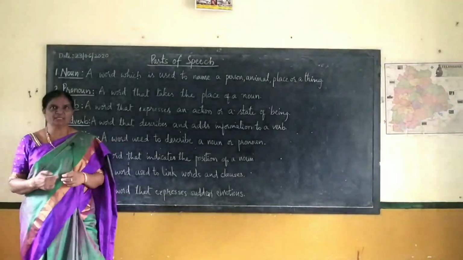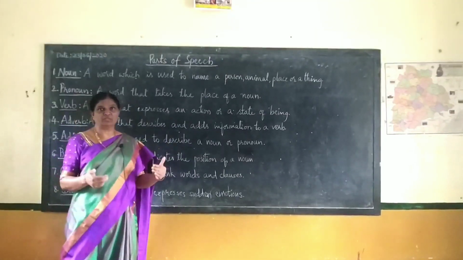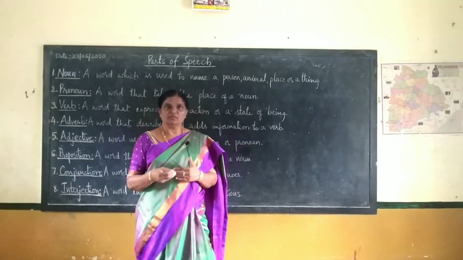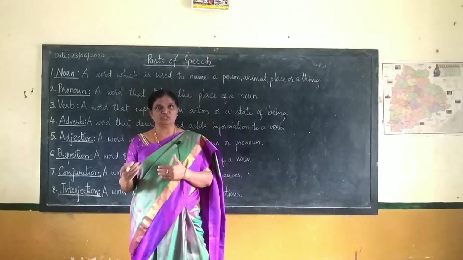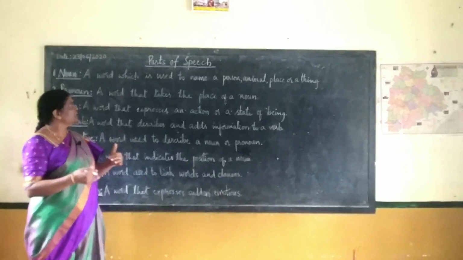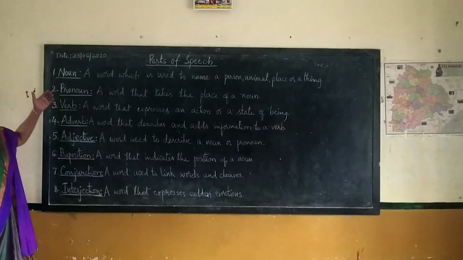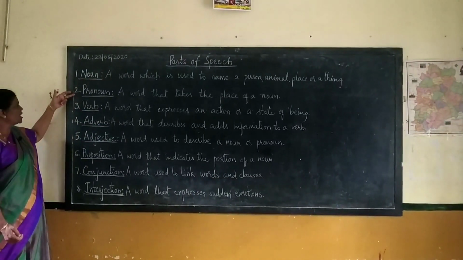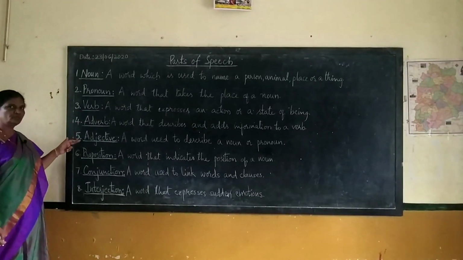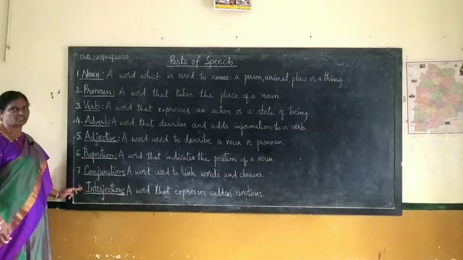As a fundamental, let us learn the words. Different types of words have different functions in our speech. According to the functions which the words are doing, they are divided into different parts of speech. There are 8 parts of speech, and they are noun, pronoun, verb, adverb, adjective, preposition, conjunction, and interjection.